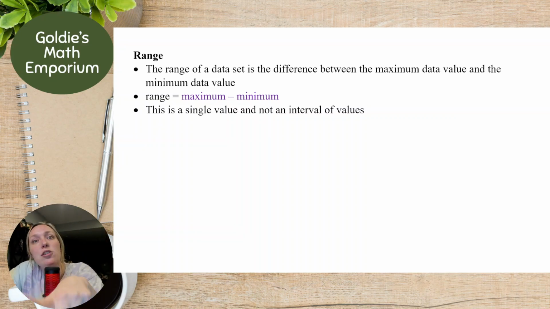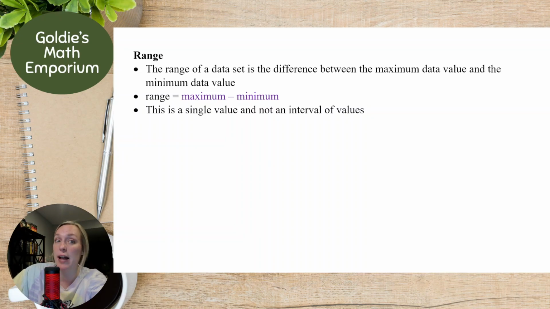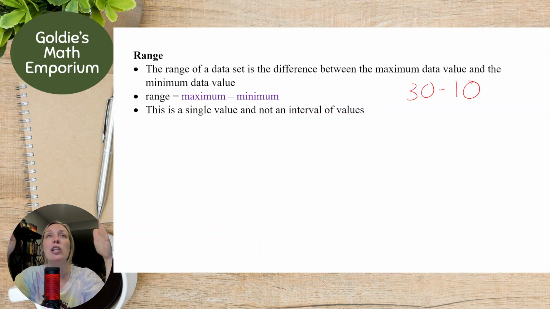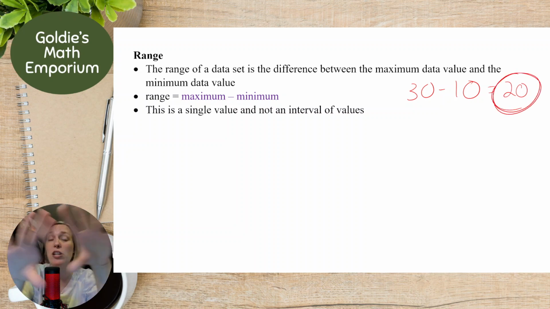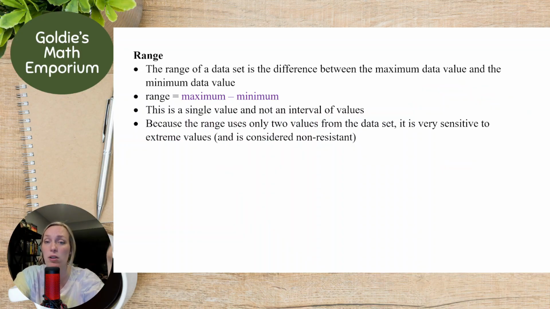Now, the one thing I see students mess up: the range is a single value. It's not an interval of values. So if your maximum was 30 and your minimum was 10, your range is not 10 to 30. Your range is 20. We say range is 20. So range is a single number, not an interval.